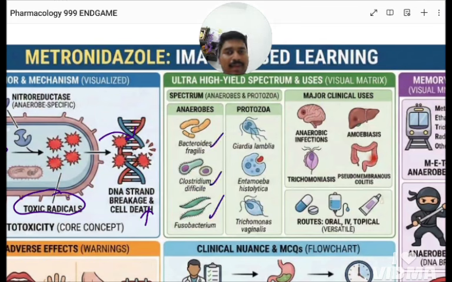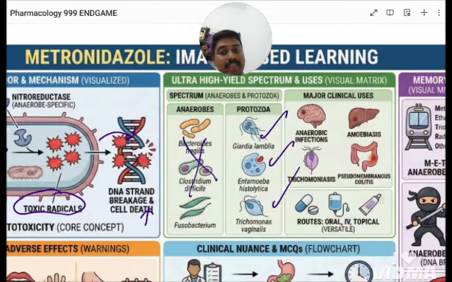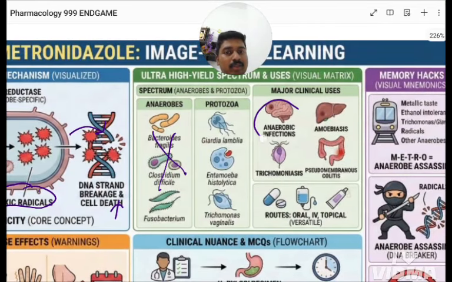I think we'll be repeating this again in micro, and it is very effective against three very important protozoa. One is Giardiasis, second is Entamoeba histolytica, and third is Trichomonas vaginalis. I am very sure that if a question is asked in NEET PG, it won't be based on these bacteria, it will be based on these three protozoa. So what are its clinical implications? It is used in anaerobic infections, amoebiasis, trichomoniasis, and for pseudomembranous colitis. This is one off-label use.